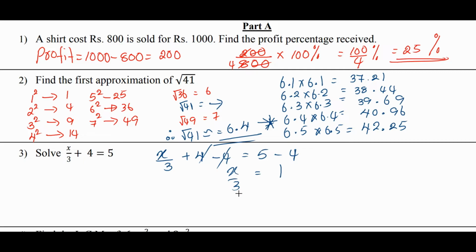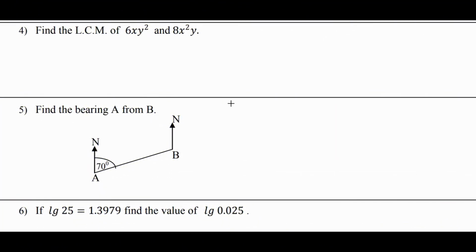Therefore, I have to get rid of this division by 3. Then I can multiply by 3 on both sides. Then 3 and 3 cancel. Then x equals 3. Simple as that. Yes, the first 3 questions are done. Let's jump into the fourth question. Question number 4 is also an easy one.